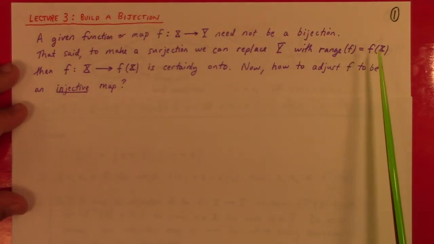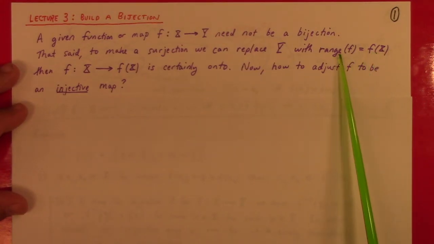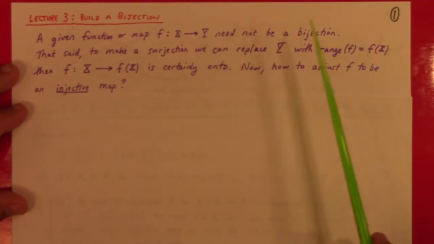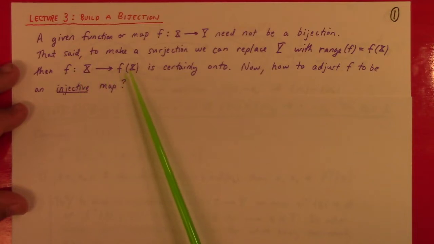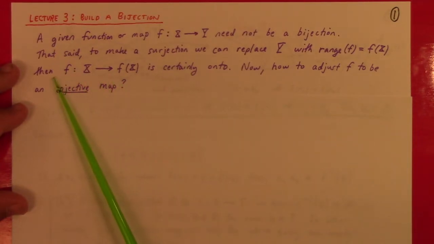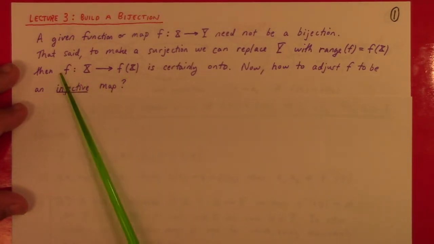In fact, a lot of times in pre-calculus courses, we don't even talk about the codomain, right? We just basically assume that the thing it's mapping to is the range, because otherwise the kids get confused. Actually, if you talk about sets, the kids get confused, but anyway. So certainly, if we replace the codomain with the range, it's going to be an onto map.